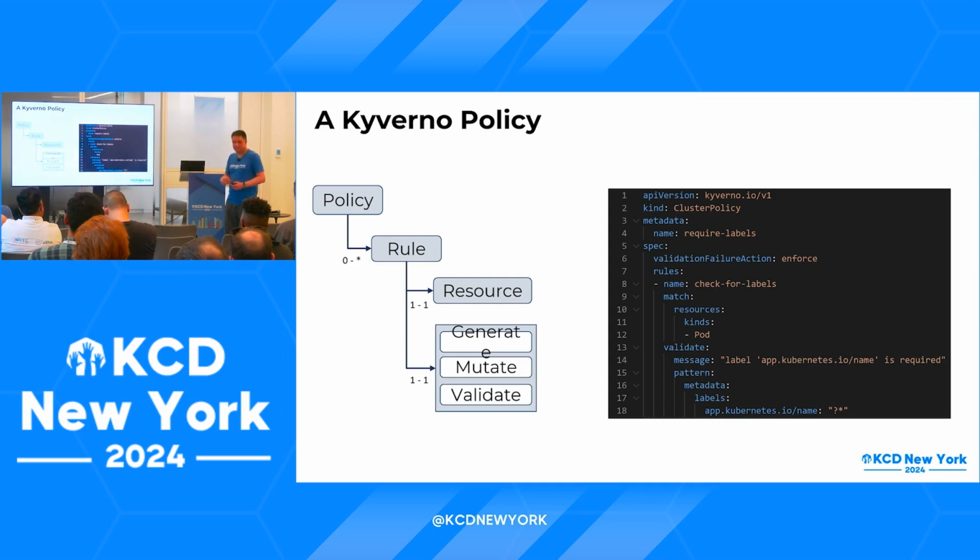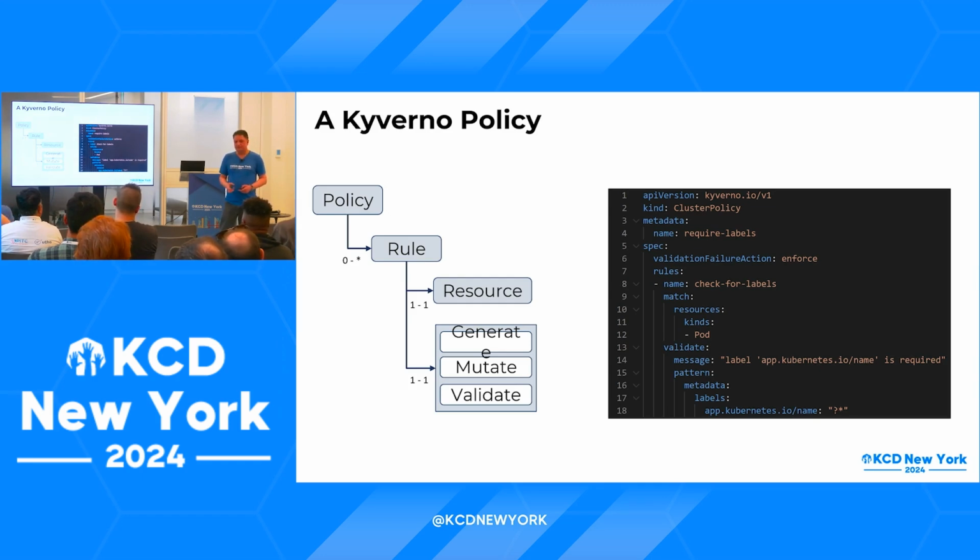There's an image verification rule, which can check against an OCI registry whether your image is signed and whether it has the right attestations. So if software supply chain security is important to you and your organization, definitely check out the image verification rule.